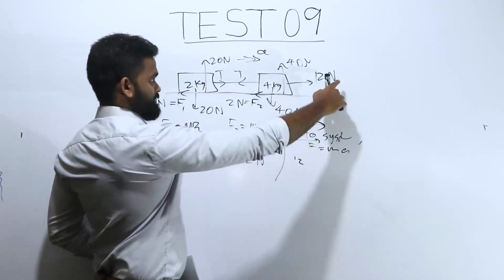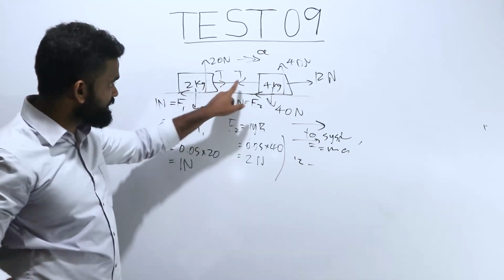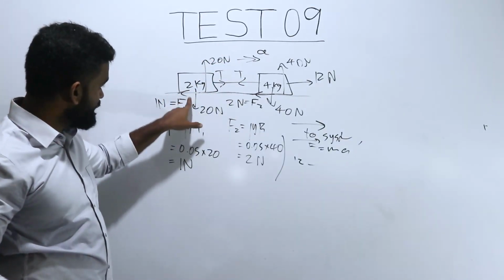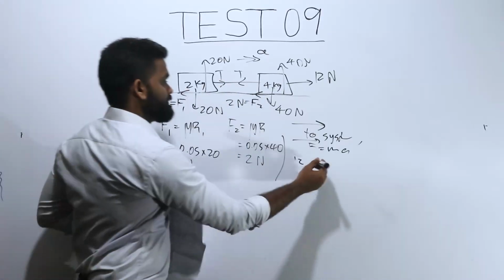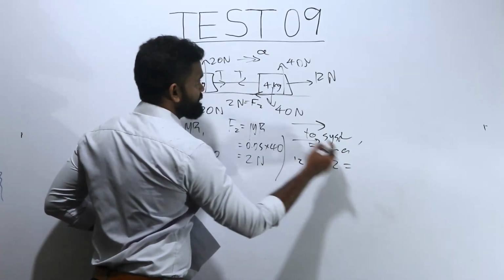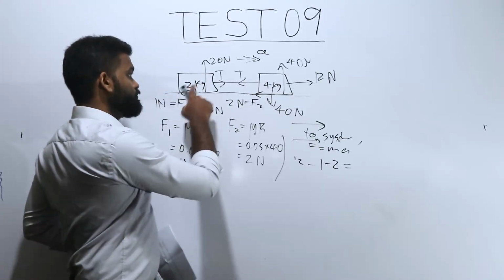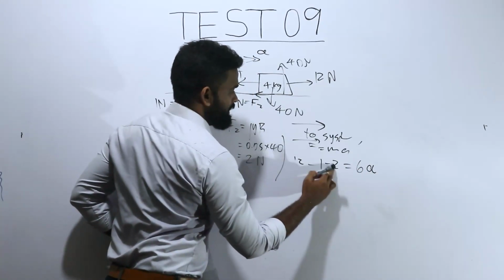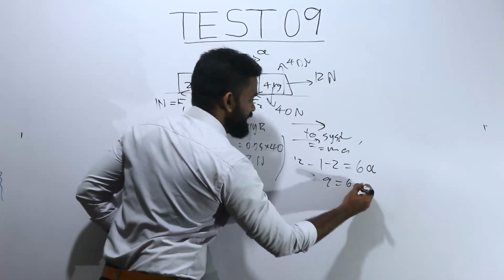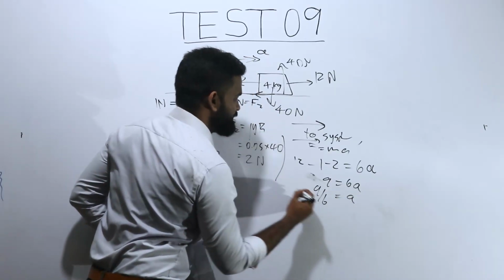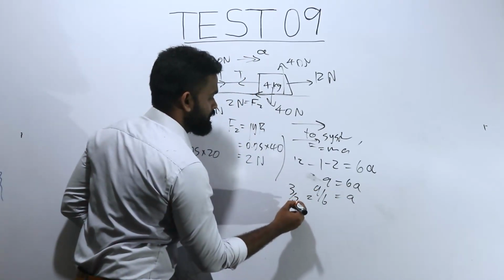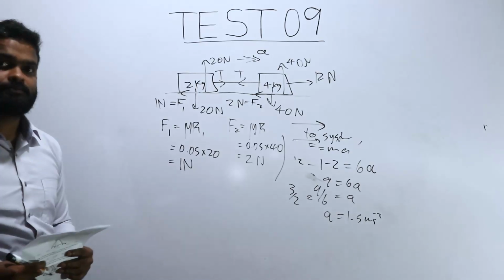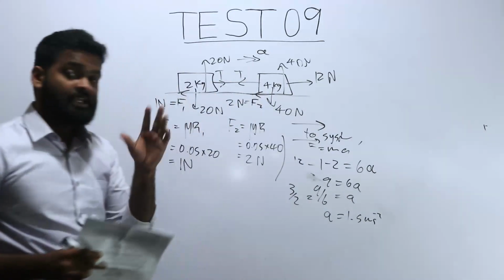So for the system, 12 Newton, the T and T cancel off because they are internal forces. But 1 Newton and 2 Newton are on the opposite side. So 12 minus 1 minus 2 equals the mass of the system, 2 plus 4, that is 6, times acceleration. So 12 minus 3 is 9, 9 equals 6a. a equals 9 divided by 6, 3 divided by 2, meaning acceleration is 1.5 meters per square second. So that's the acceleration of the system.